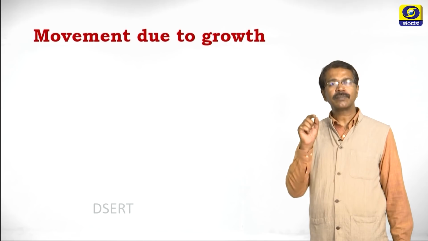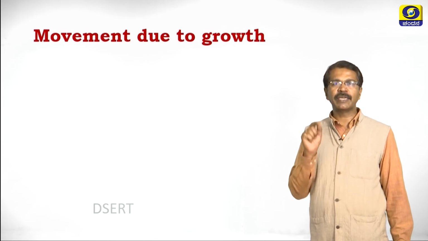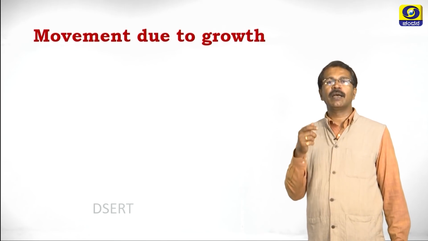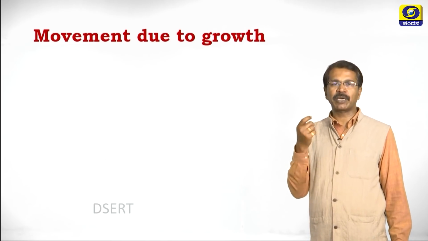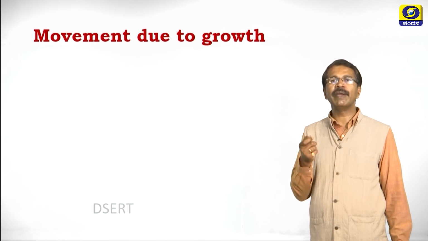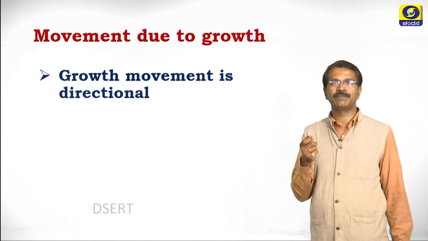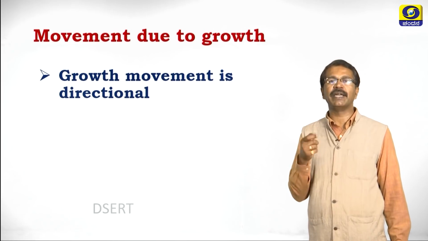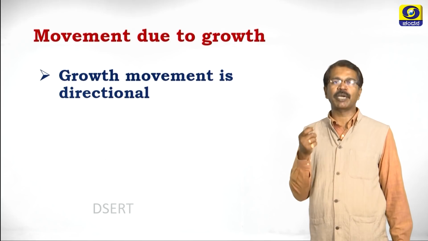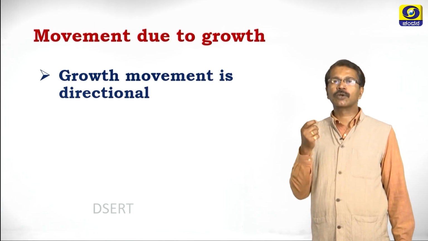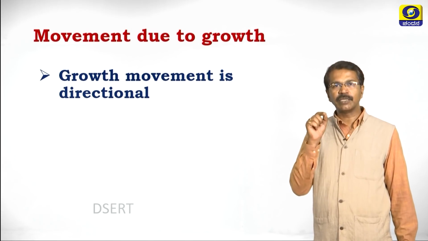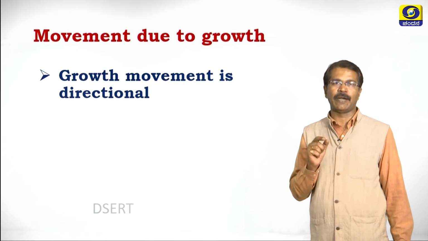Next, plants also exhibit responses to the stimulus by growing a particular part of the plant body, which is called movement due to growth, that is, growth dependent. Such responses we call tropic movements. This growth movement is always directional. It moves in a specific direction.